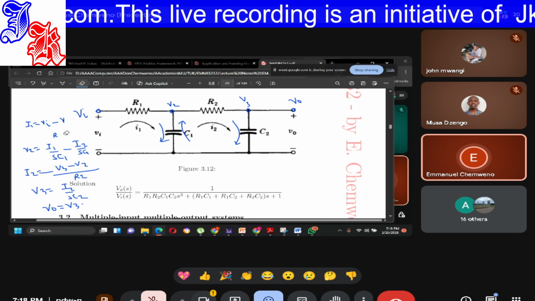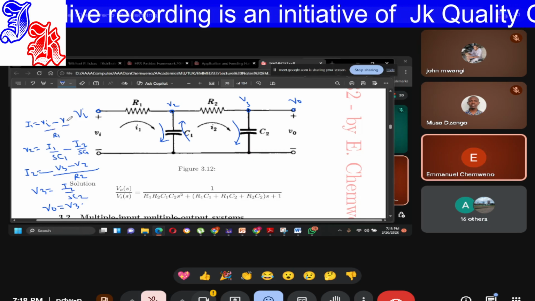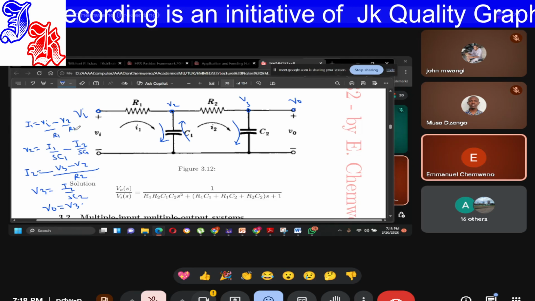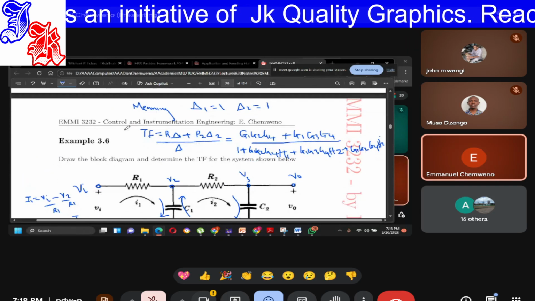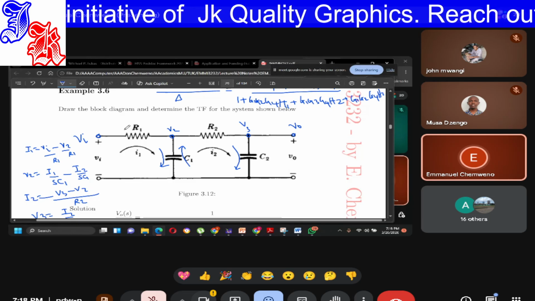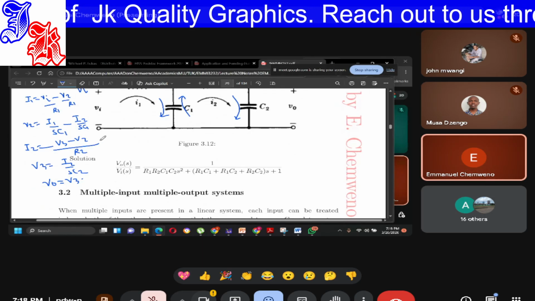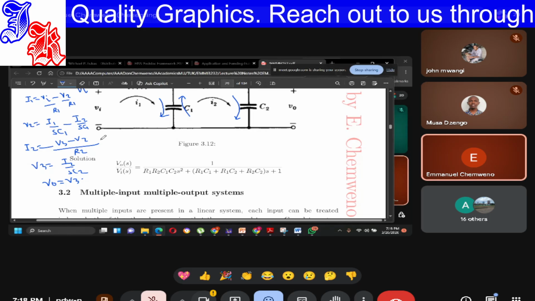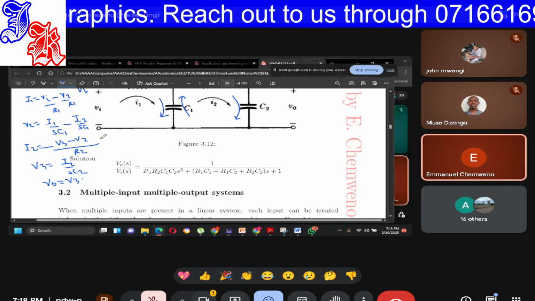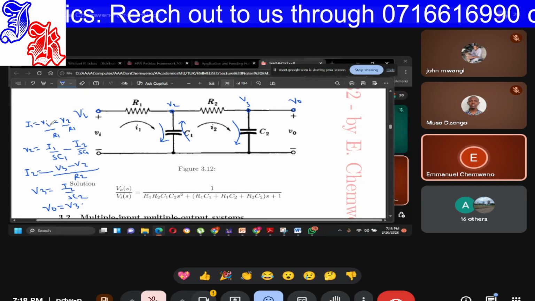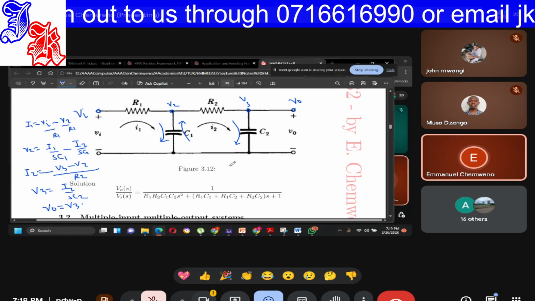I could have as well split this as V1 over R1 minus V2 over R1. And then, this was, I think, this is a question, yes. But this is a block diagram. So we want to get the transfer function of this. To get the transfer function of this, I will now write the unique signal.